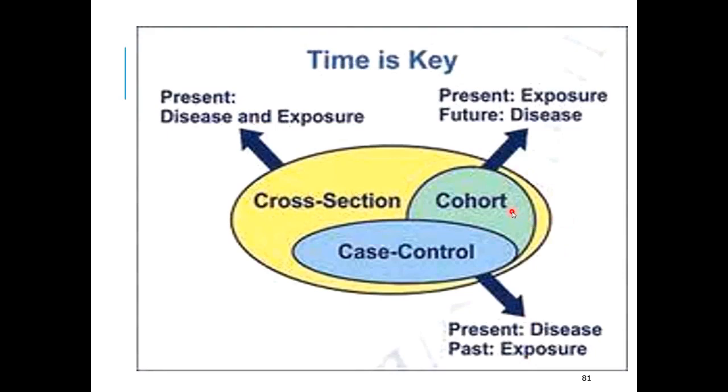And in a cohort study, the exposure is present. For example, we will take a healthy population and divide them into two groups, those who are smokers and those who are not smokers, and then we will follow them forward in time. After 15 to 20 years, we will see which group has developed a larger number of cases of lung cancer. So it is important that time is the key. At present, disease and exposure are both present in cross-sectional studies. The disease is present but the exposure was in the past in a case control study. But the disease will occur in the future while the exposure is present in a cohort study.